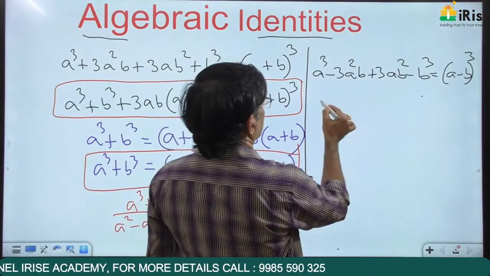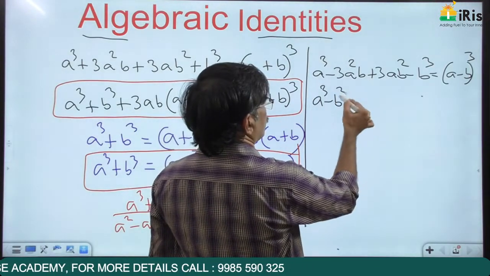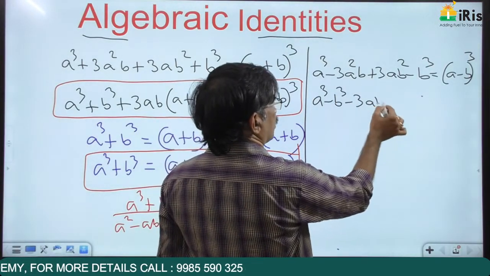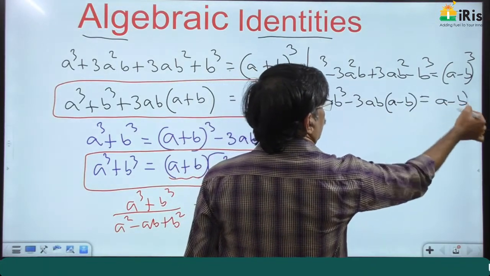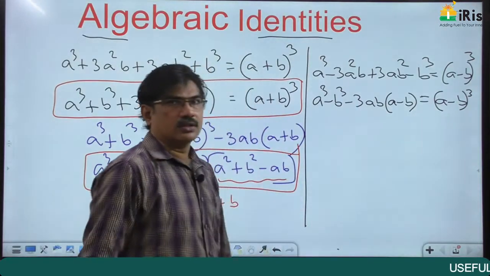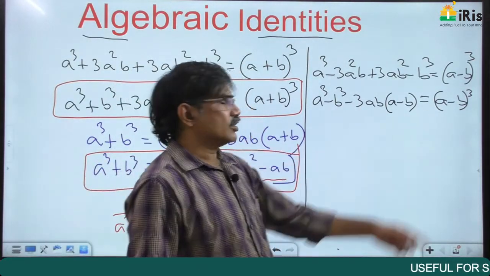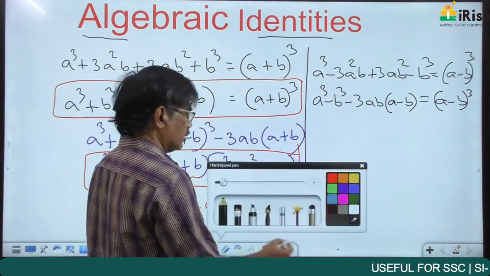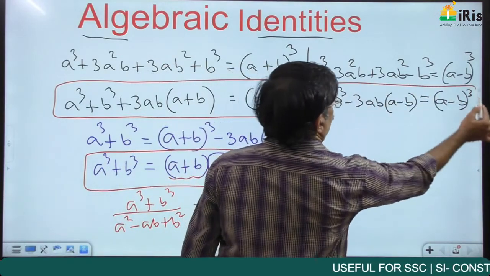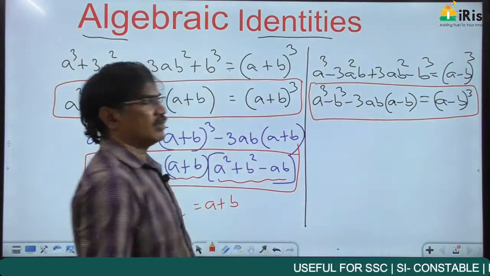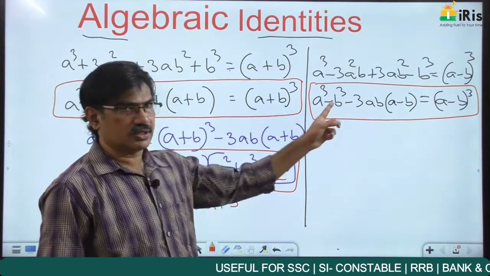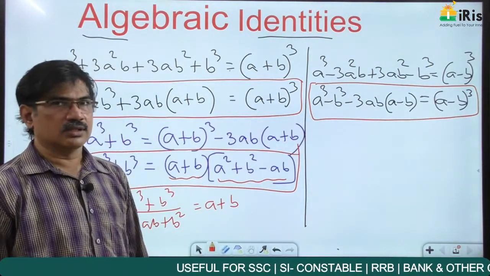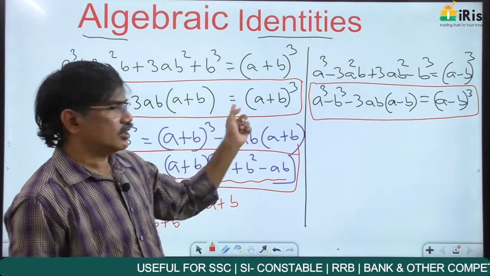Similarly, a cube minus b cube, by taking minus 3ab common here, which is equal to (a minus b), is also equal to (a minus b) whole cube. The second formula for (a minus b) whole cube is a cube minus b cube minus 3ab into (a minus b). These two are very important, please. Generally, some previous questions are based on this formula.